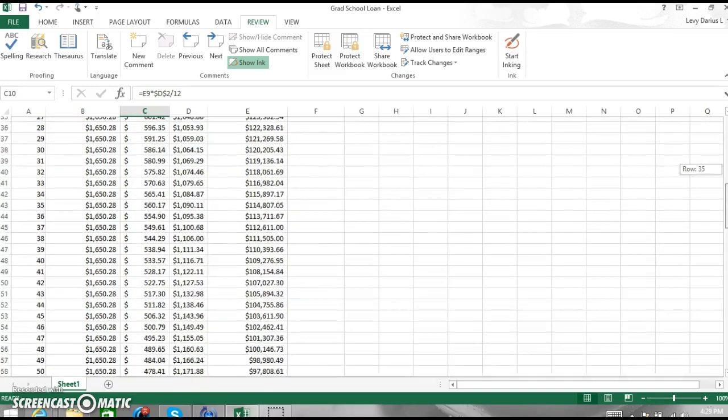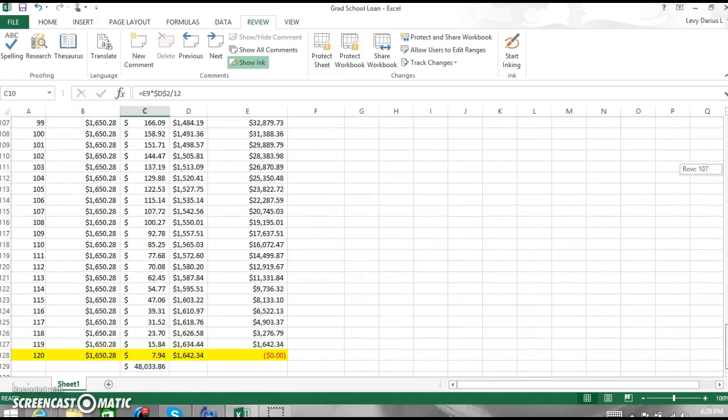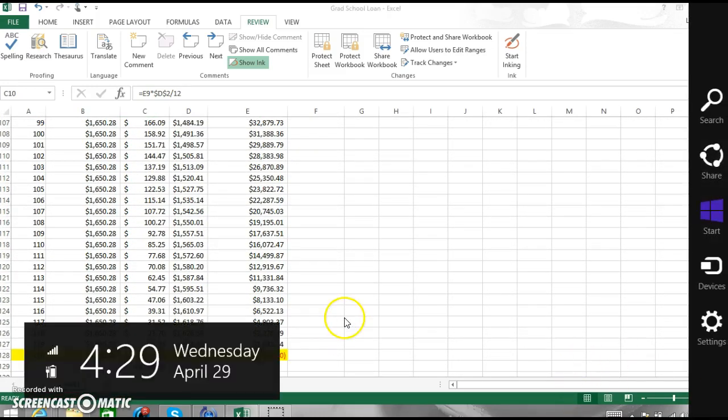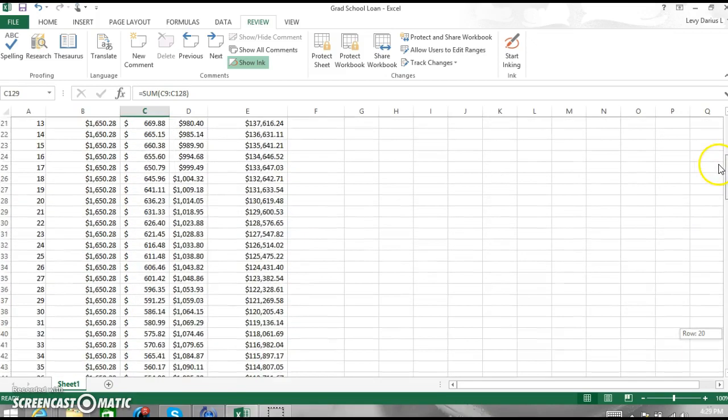Also, this is the final right here. When you get to the end, you have a zero balance after 120 months. This is the total amount of interest that you had paid over the whole time. That was one of the 3 questions that we had.